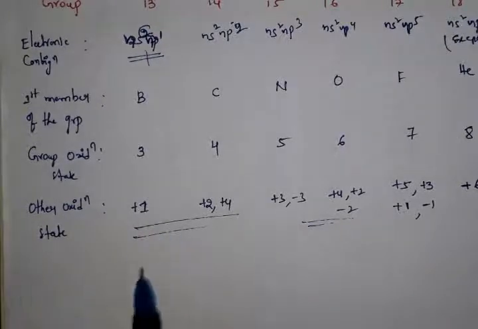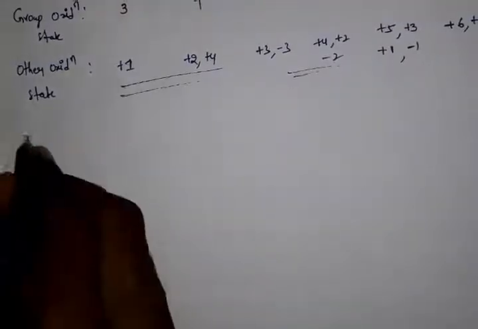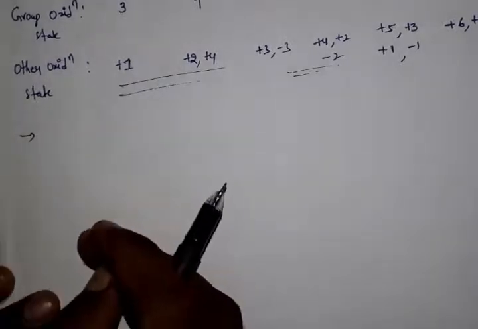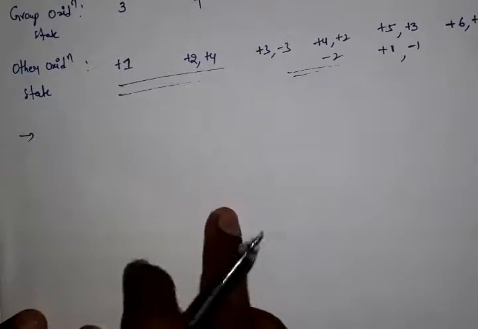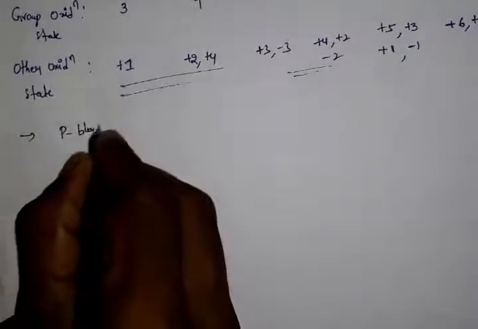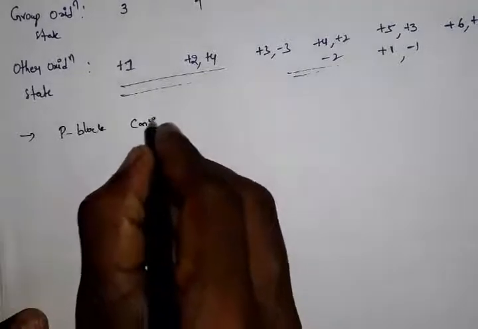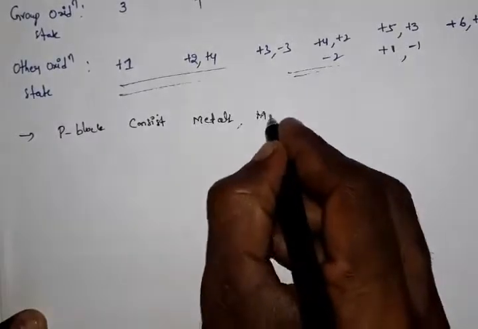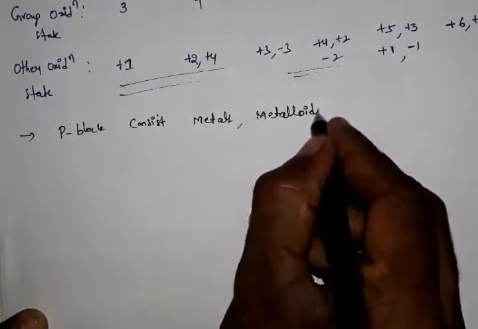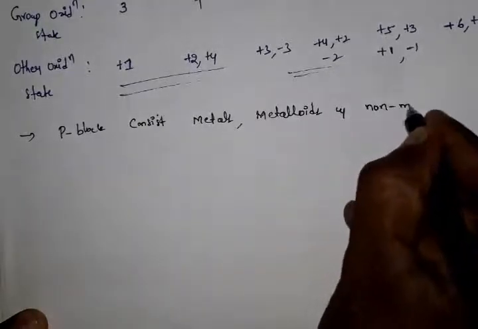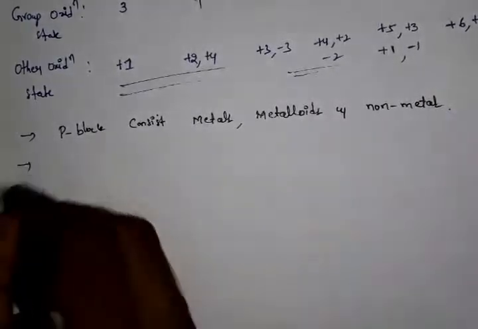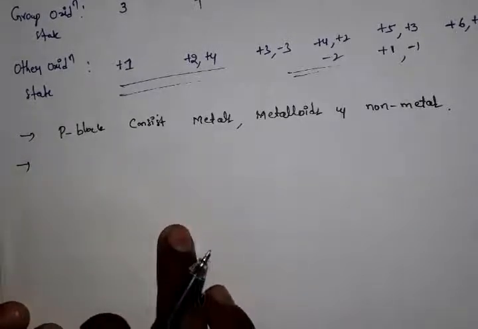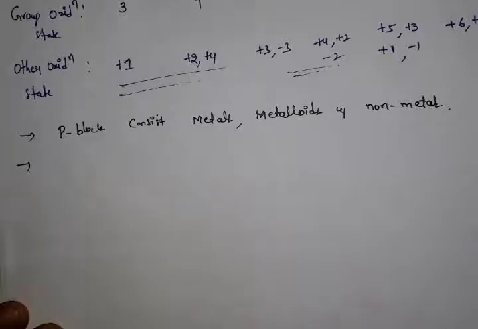Next, the p block consists of metals, metalloids and non-metals. The non-metallic character of elements decreases down the group. That means definitely the metallic character increases down the group.